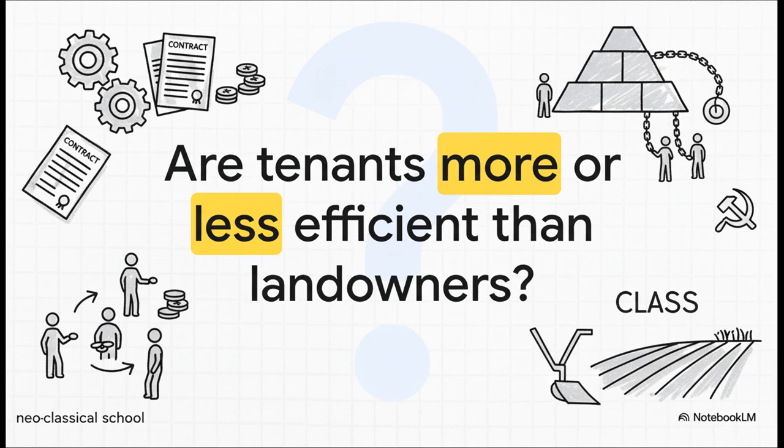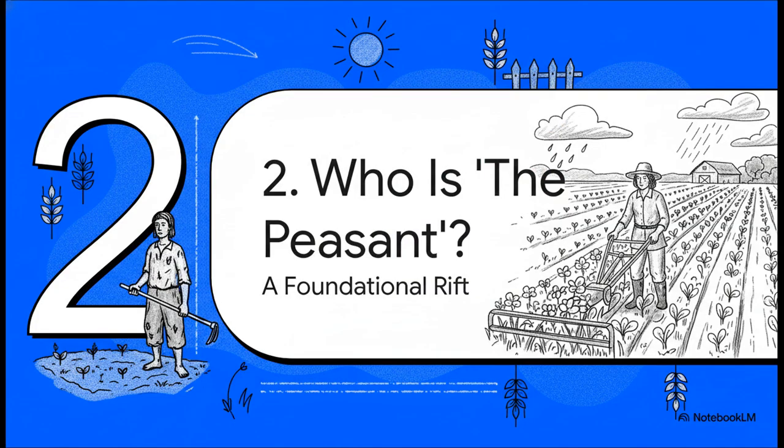Now, for the neoclassical school, this is a puzzle about incentives and contracts. But for the Marxist perspective, asking about efficiency kind of misses the entire point because it completely sidesteps the more fundamental issue of class. And that leads us right into the first huge point of disagreement. Who are we even talking about when we use a word like peasant or farmer? It sounds so basic, but as you'll see, their definitions are worlds apart.